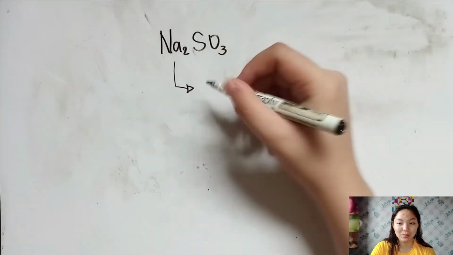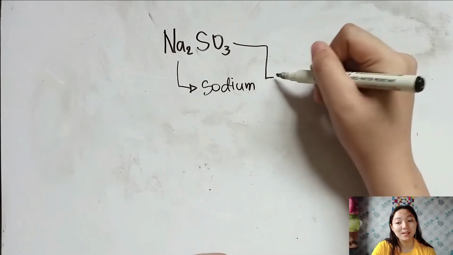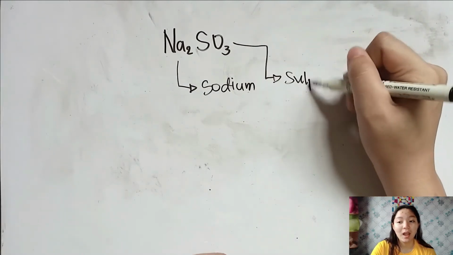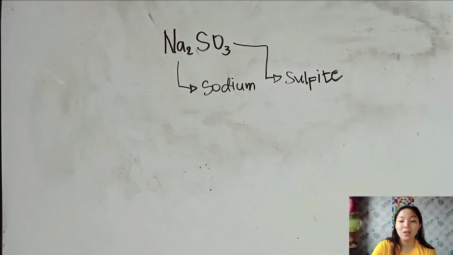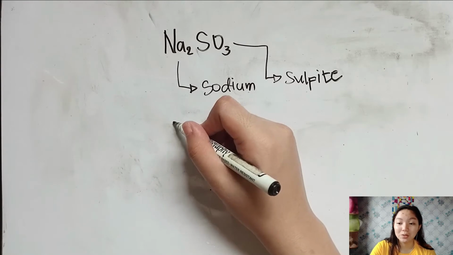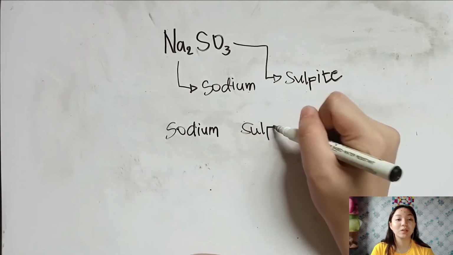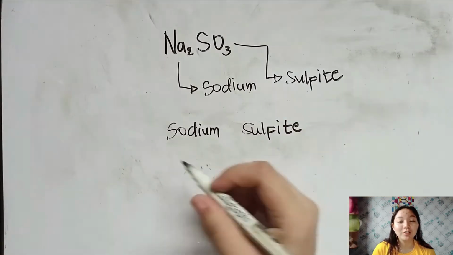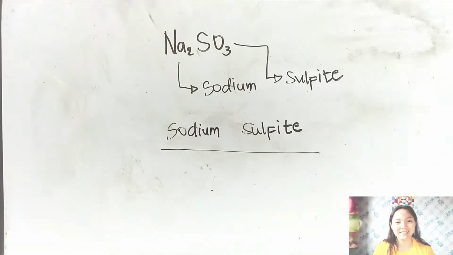Na is sodium, and SO3 is sulfide. Na is a positive charge, and the polyatomic ion sulfide is a negative charge. So the first element that you will write is the sodium followed by sulfide. So it will become sodium sulfide. Or you can say cation first before the anion.